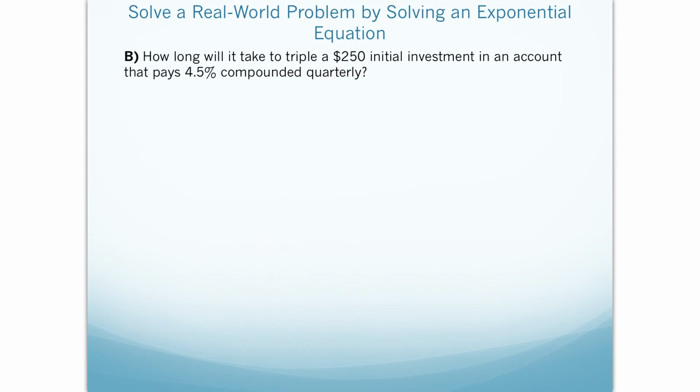So this one's just like the previous one, except for instead of it doubling, it's going to triple. So we'll take the 250. We want it to triple, so it'll be 750 equals 1 plus 0.045 over 4 raised to the n. So same process as the one before. We have to get rid of the number out front first.